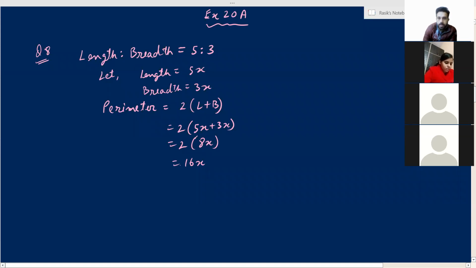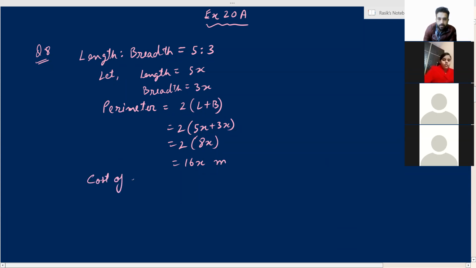So this is the perimeter of the rectangular land. Now the cost of fencing. If 1 meter of fencing is done, you have to pay rupees 24. This is the rate: if you do 1 meter of fencing, you have to pay rupees 24 for it. For 16x meters of fencing, how much do we have to pay?